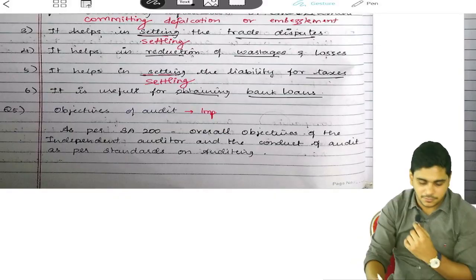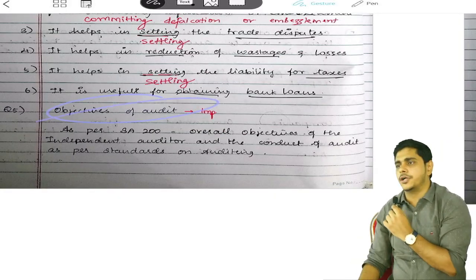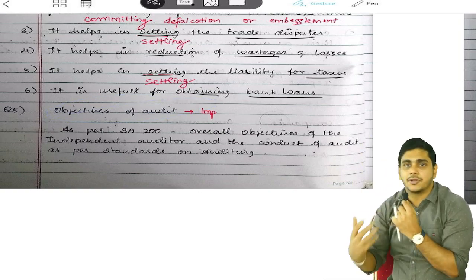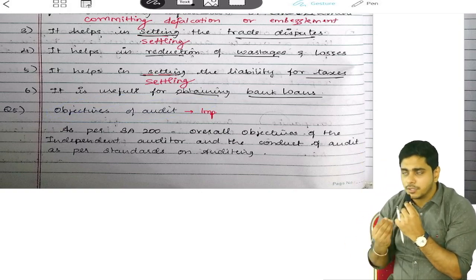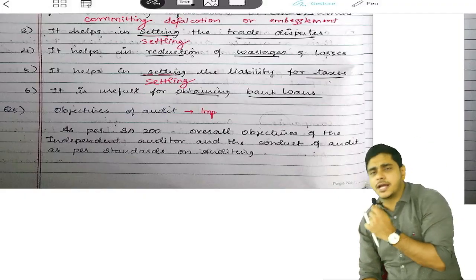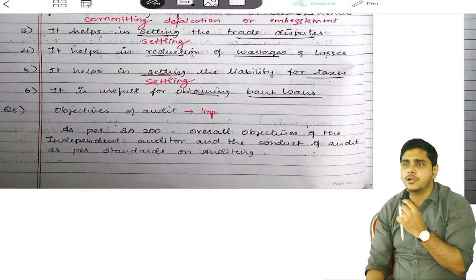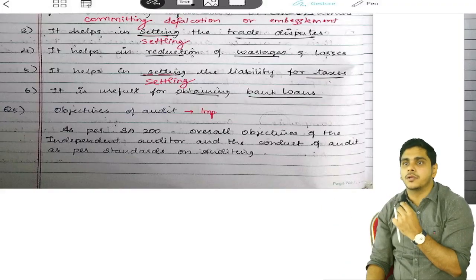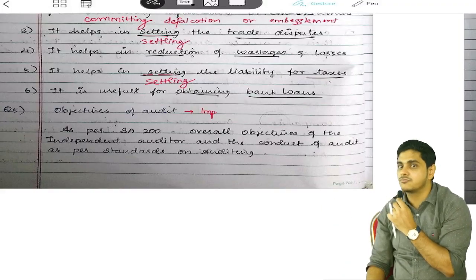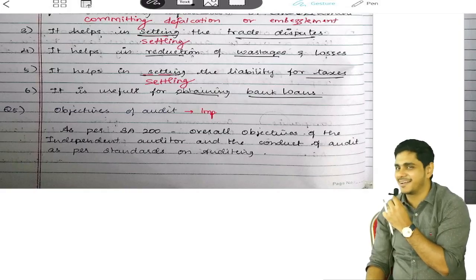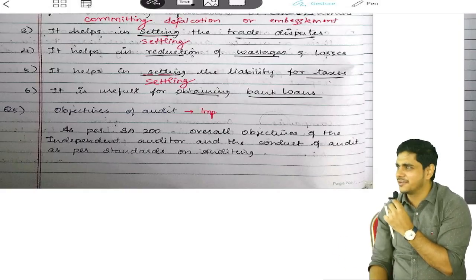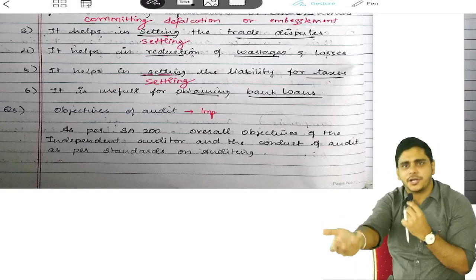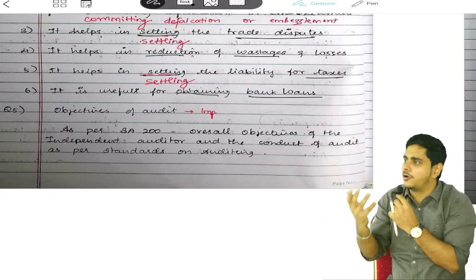The actual chapter starts. First one, objectives of audit. You know it. As an auditor, what is your objective? To give an opinion on the financial statements, that they give a true and fair view. And how do you give that opinion? Do you give it orally? No. You give it in writing, in the audit report. So you express that opinion via the audit report.